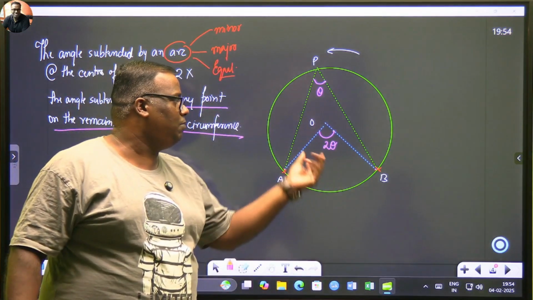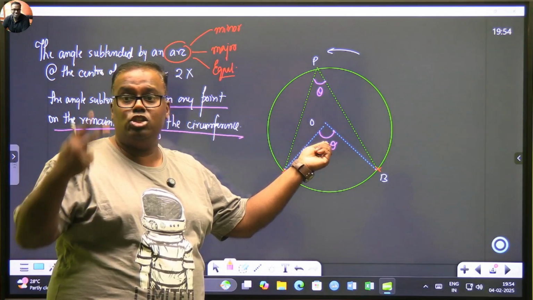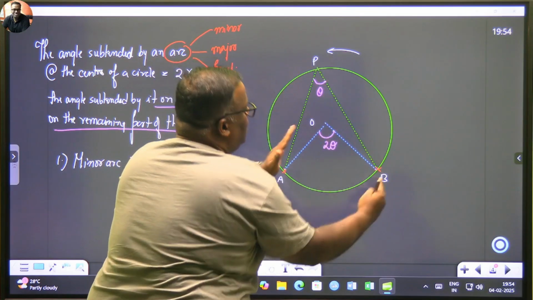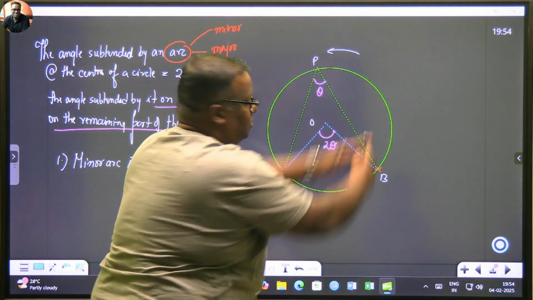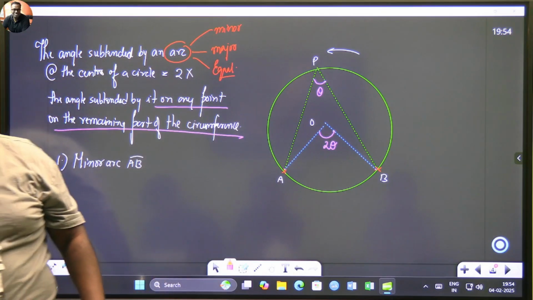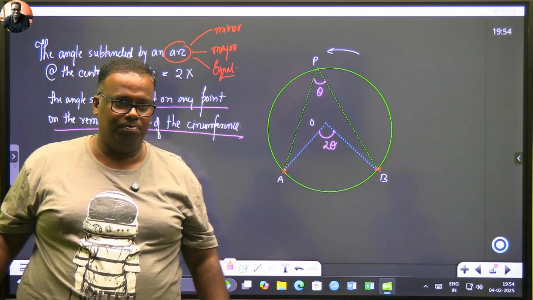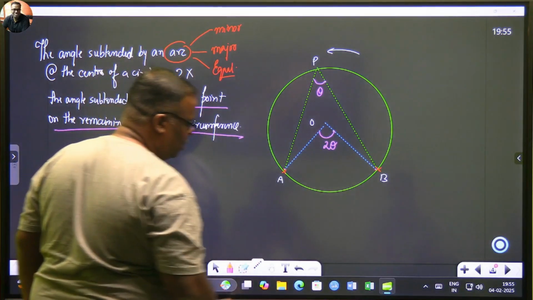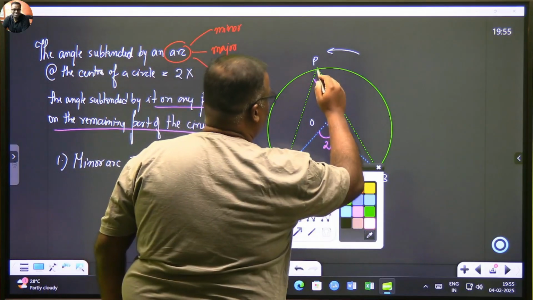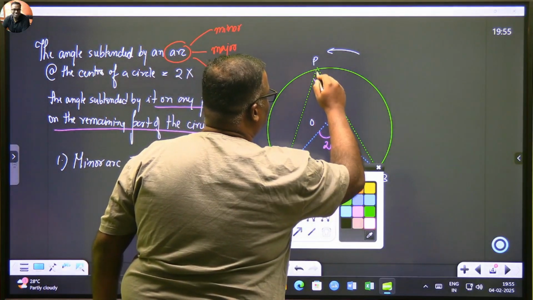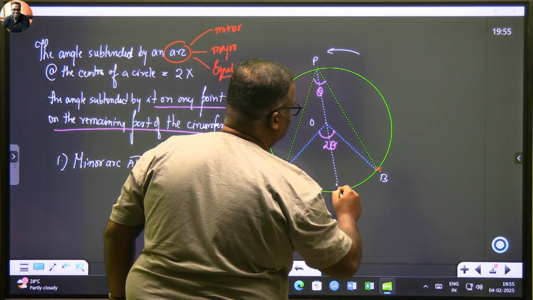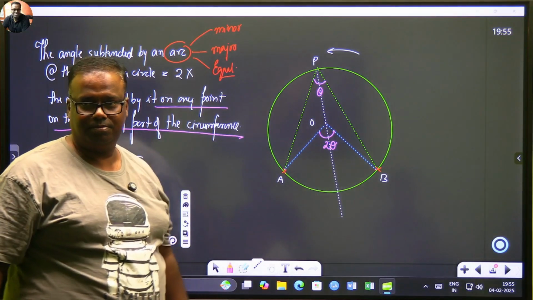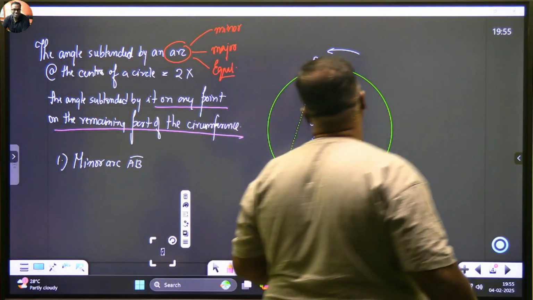Angle subtended by an arc at the center is twice the angle subtended by the arc on any portion. Got it? This is called the Namaste theorem. Why Namaste? Because in order to prove this, we will make a Namaste formation. Let's see the Namaste formation. This is the Namaste formation. Right? We'll try to prove this. So let's see some easy way of proving.